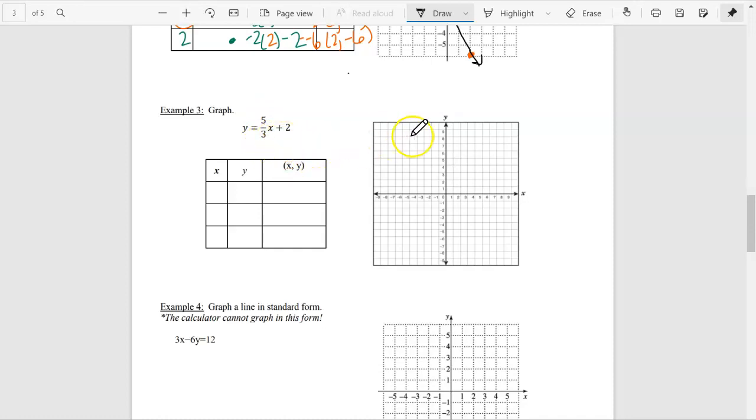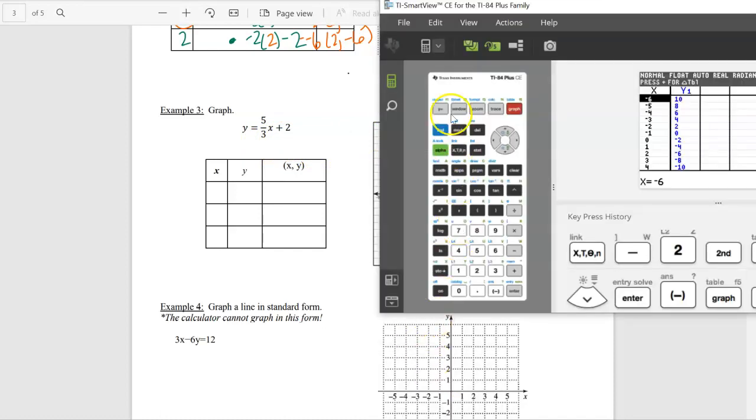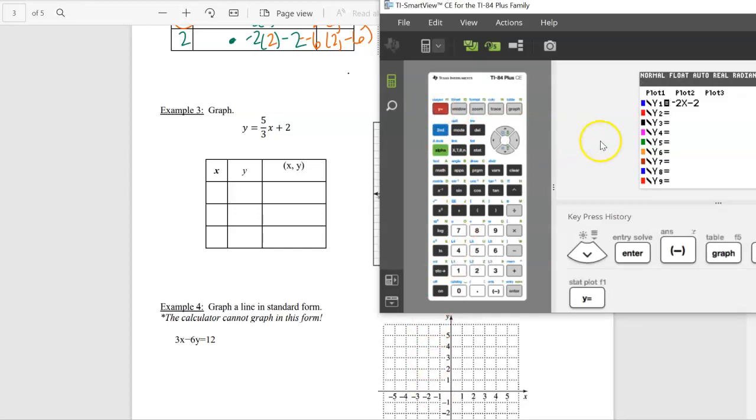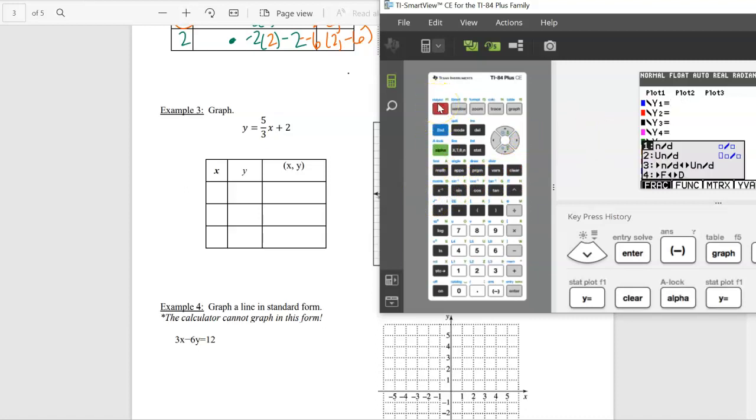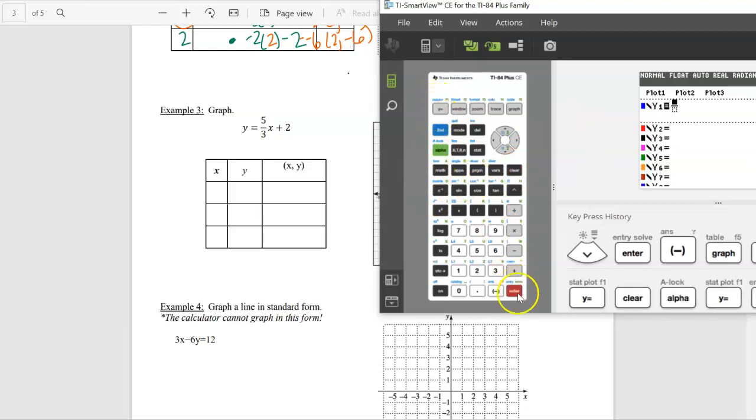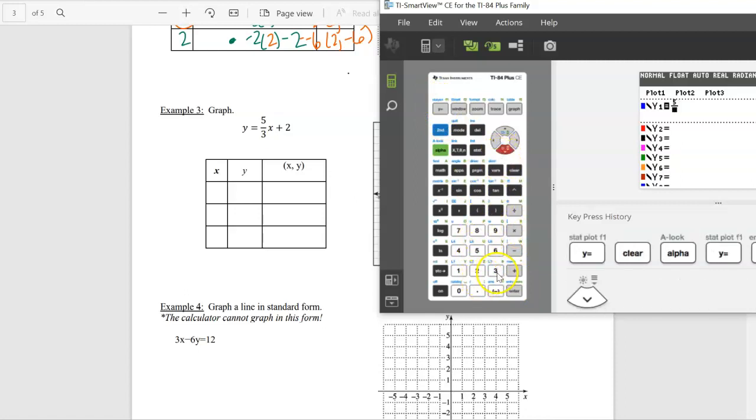What we could do is go straight to our calculator. We've got 5/3 x plus 2. So go to y equals. Remember, we want to clear this out. We're typing in a fraction, so alpha, y equals, and enter. So we have 5/3, and then we're multiplying that by x, and then plus 2.